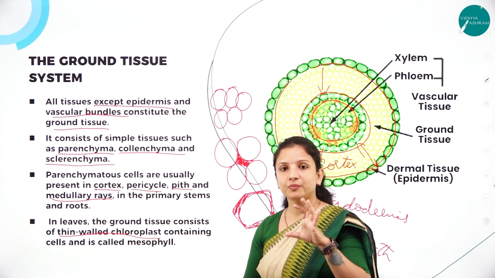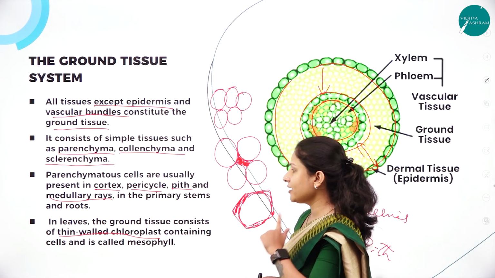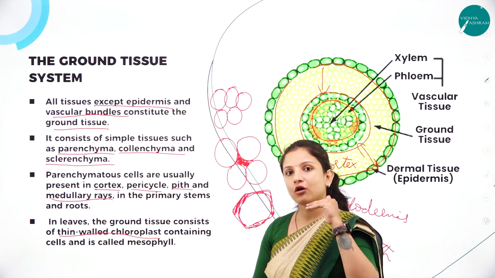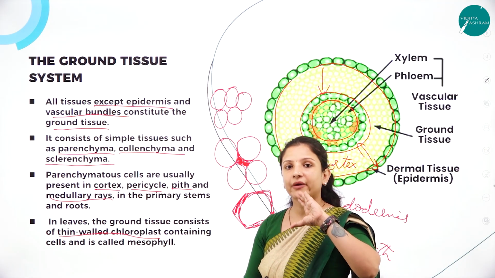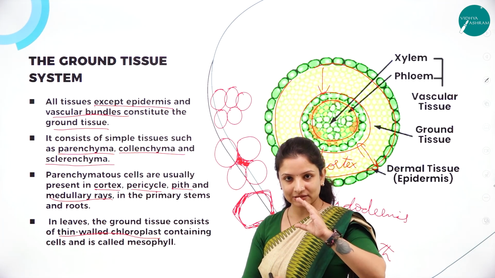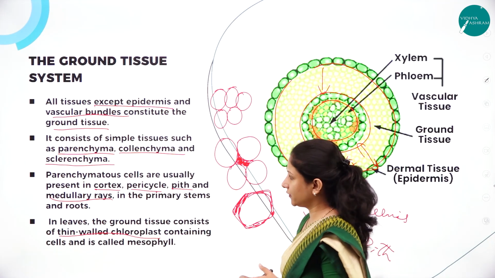Why? Because chloroplast is very important in the leaves for the process of photosynthesis. So that is why they form the mesophyll. We call it the mesophyll. In the stem, we call the parenchymatous layer the cortex. In the leaf, the parenchymatous layer which contains chloroplast, we call the mesophyll of the leaf.